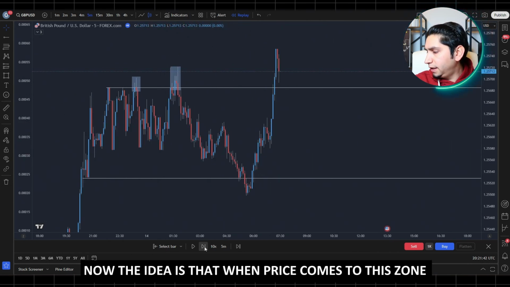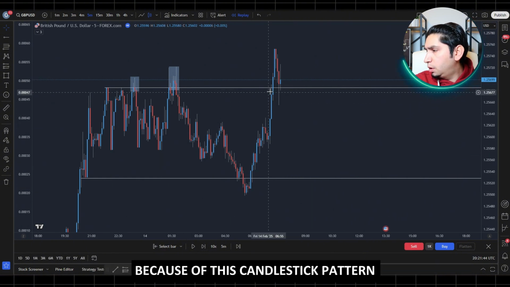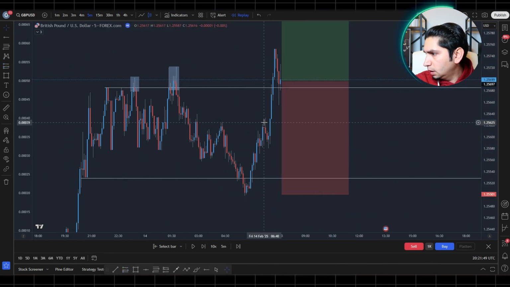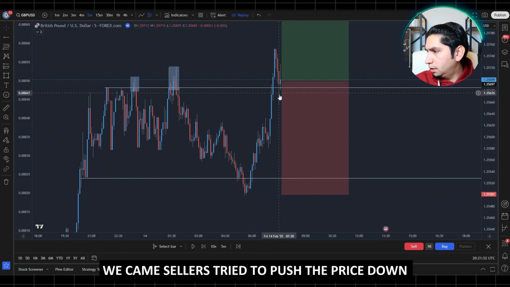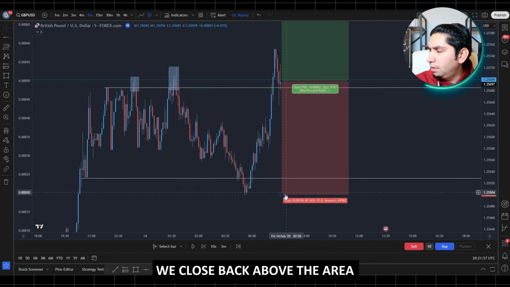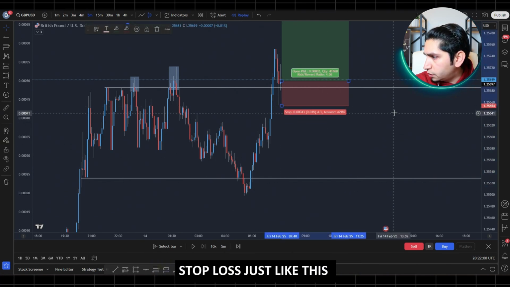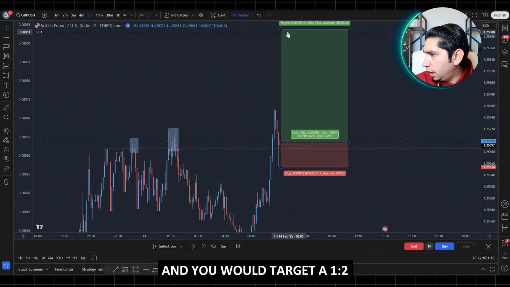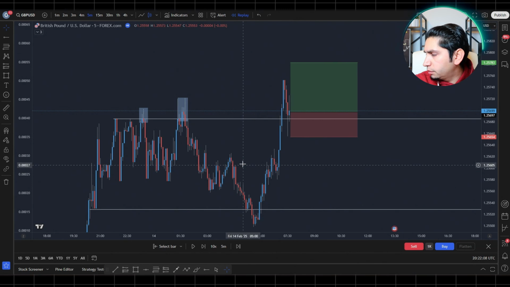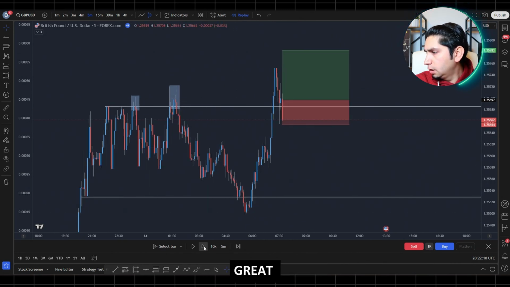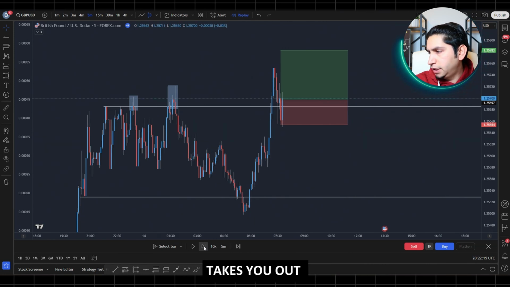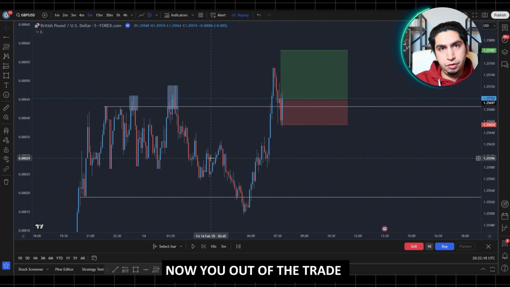Now, the idea is that when price comes to this zone, because of this candlestick pattern, a lot of people would go long. Because they would be like, okay, we came, sellers tried to push the price down, then the buyers pushed it back up. We closed back above the area. You would go long, stop loss just like this, and you would target a 1 to 2, something like that. Great. And price starts to push down, takes you out. Now you're out of the trade.